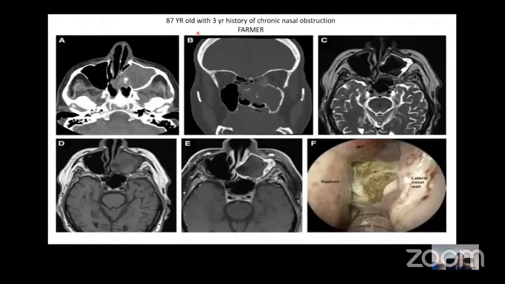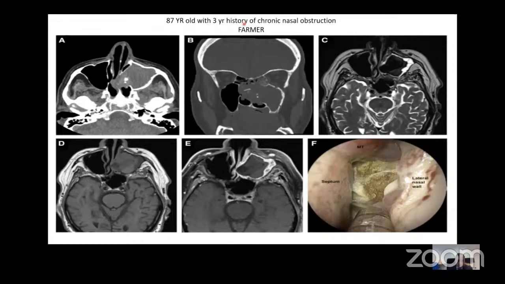Here is another patient, an 87-year-old farmer with a 3-year history of unilateral nasal obstruction and nasal discharge. The axial CT scan shows a lesion in the left maxillary sinus. It is not homogeneous. There are some central calcifications within it. The lesion is extending into the nasal cavity and also onto the contralateral side. The bony window again shows the same with some calcification within it.